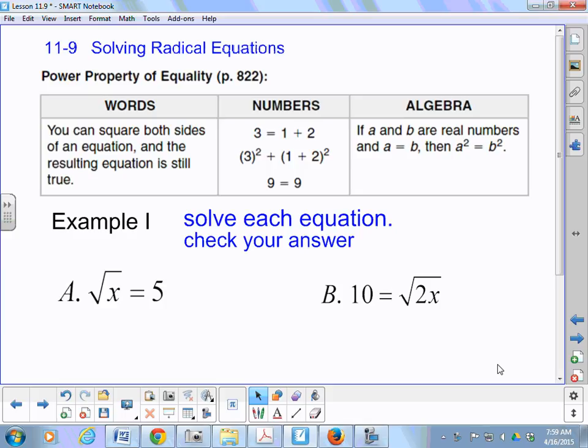So we are going to solve radical equations. We've been doing a lot of different things with simplifying radicals the last few days. Today we're going to look at equations and solve them.